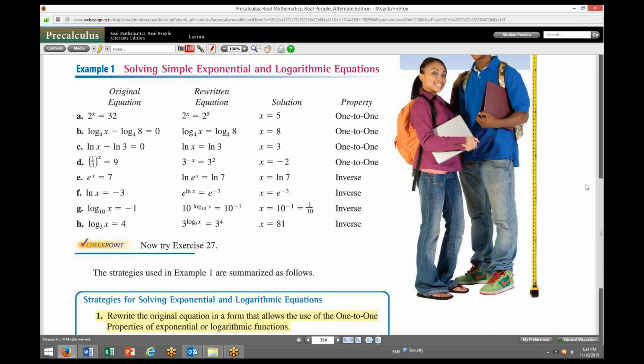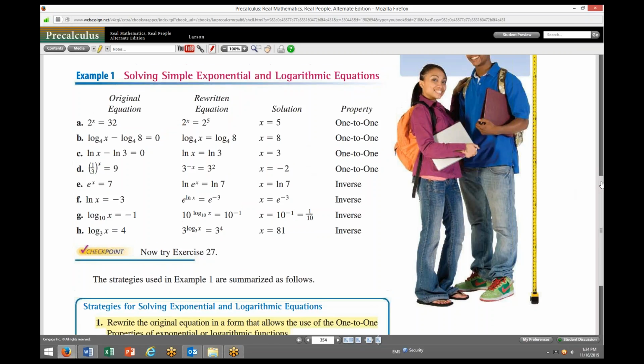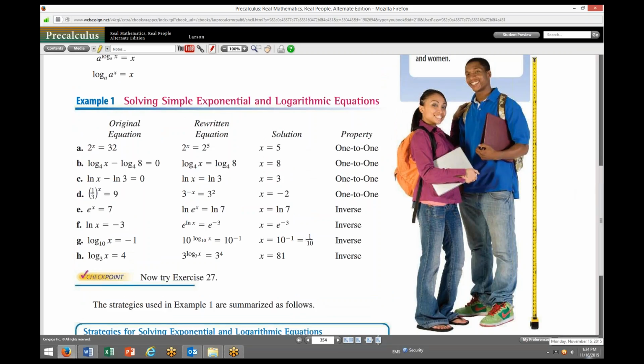Let's look at some simple ones for starters, as they have in example 1 here. When you simply have something as simple as 2 to the x power equals 32, and you're asked to solve for x. Well, without even using a calculator, you may recognize 32 as being a power of 2. If you multiply 2 times itself 5 times, that is 32. So the rewritten equation, as they suggest, is that 2 to the x equals 2 to the 5th.